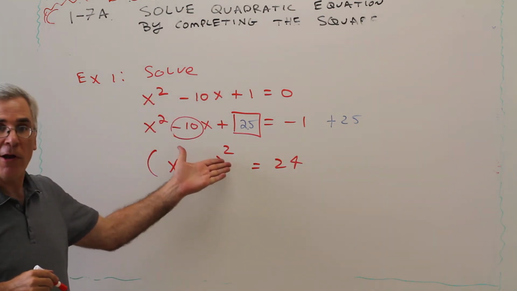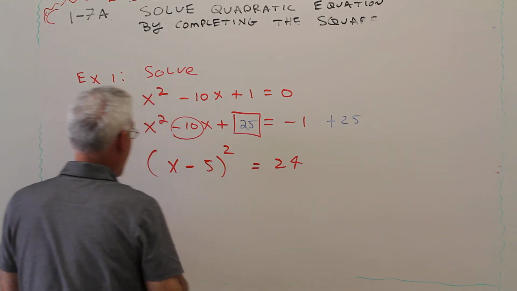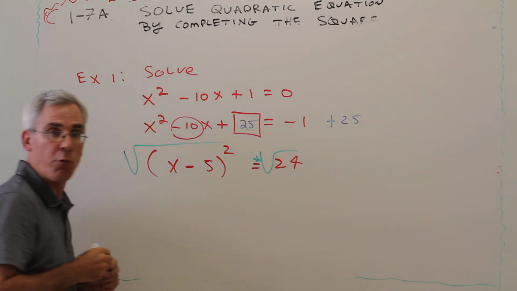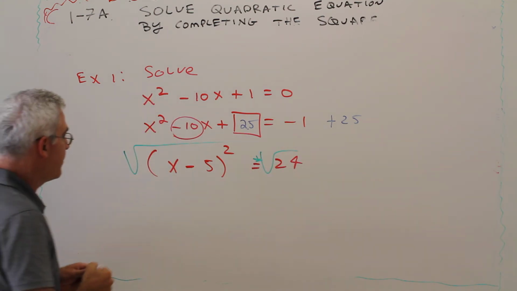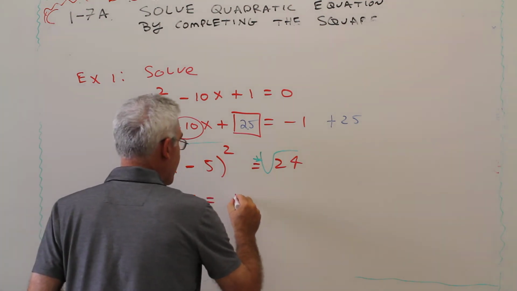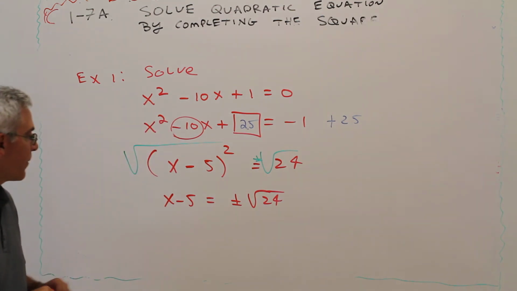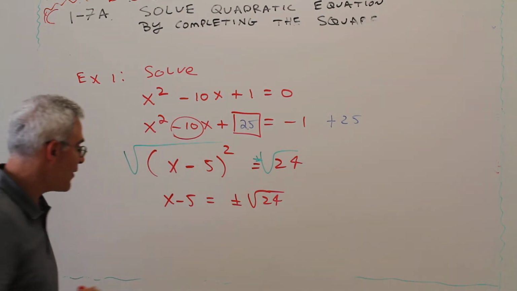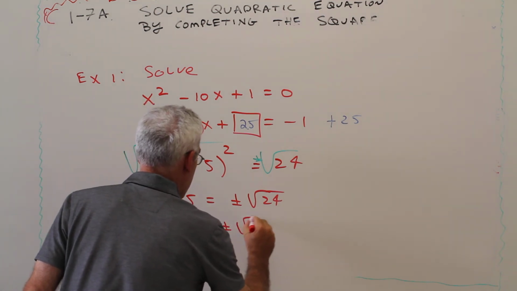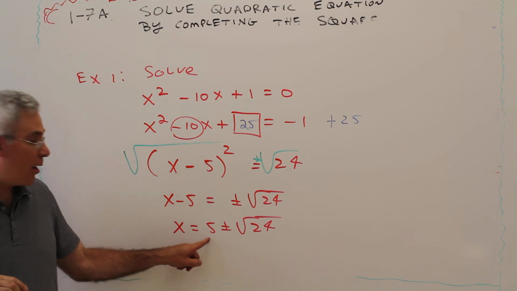What undoes squaring? Plus or minus square rooting. So I'll square root the left side, and plus or minus square root the other side. So I'll get x minus 5 equals plus or minus the square root of 24. Again, I'll add 5 to each side. Always put the rational part first.